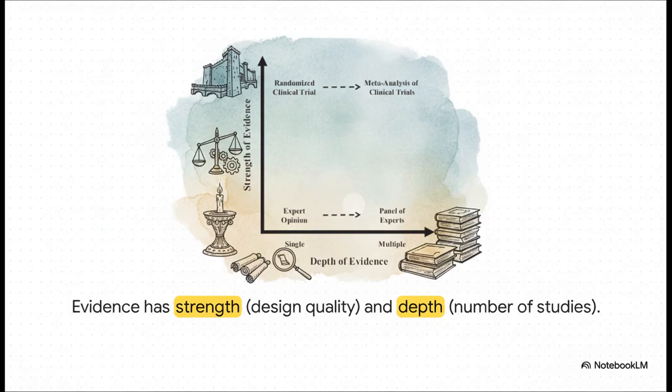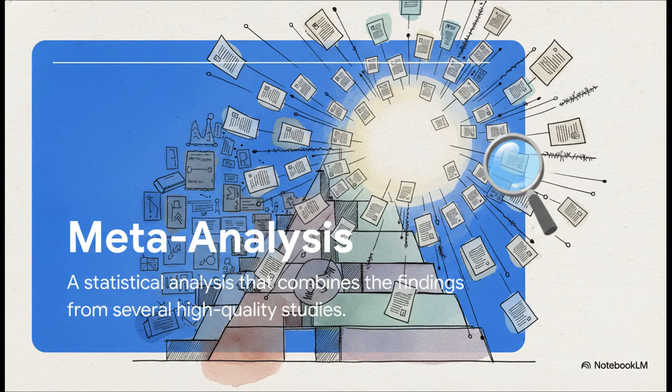The vertical axis, going up, is the strength of the evidence. Down at the very bottom, you have stuff like expert opinion, which is basically just one person's idea. As you climb up, the research designs get better and better, all the way to the top with the randomized clinical trial. The horizontal axis, going from left to right, is about the depth of the evidence. One single study? That's just one data point, but multiple studies all pointing in the same direction? That's way more powerful.